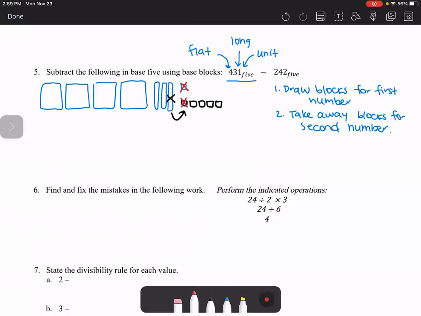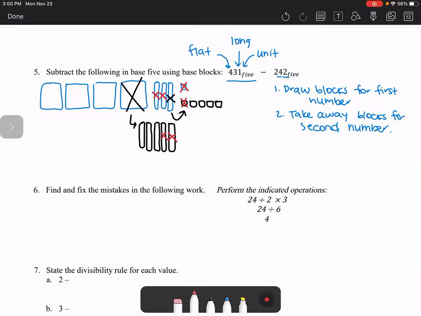So now we want to take away 4 longs, right? So we've taken away this 2. Now I want to take away the 4 that's right next to it. Well, sorry about that. That wasn't so great. So we took away 2. Now we want to take away the 4. So we want to take away 4 longs, but we only have 2 longs here to take away from. So what we're going to do is take one of our flats and regroup it into 5 longs. So now we can take away 4 longs. We're going to take away the 2 that we originally had and 2 more from this regrouping. Okay, so we've taken away 4 longs.